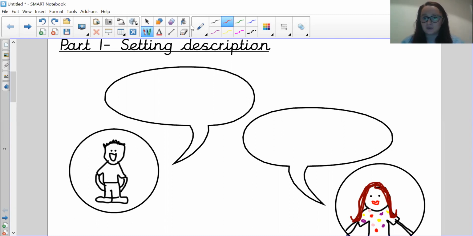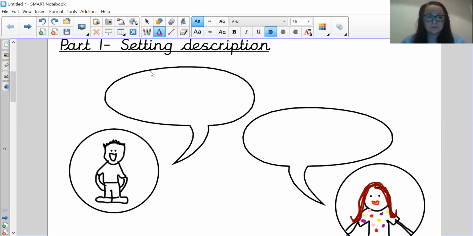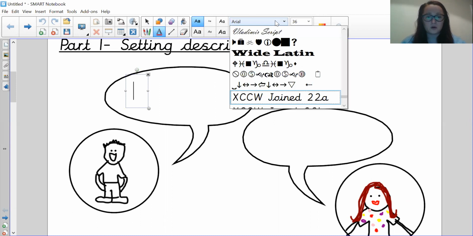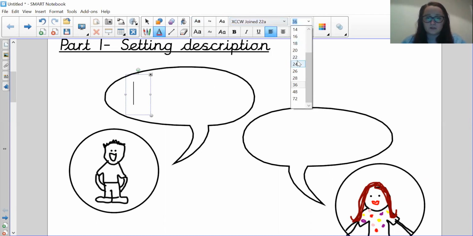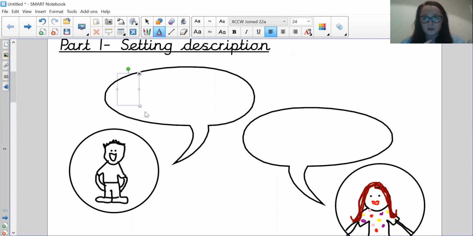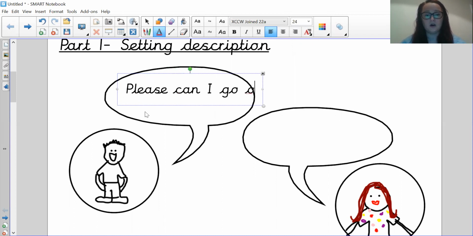So let's move on to actually writing it. I've got my text box, and I'm going to write a little bit of speech that Stanley has said to his Auntie Susan. So if you think about the first part, in my story, he's gone to visit his Auntie Susan. Your character, either Stanley or Emily, might be going to visit somebody else. I know some people are going to visit their grandparents. It could be anybody. So what Stanley is going to say is, please can I go out and explore? And he's asking a question there.